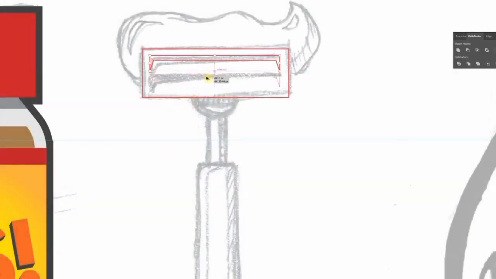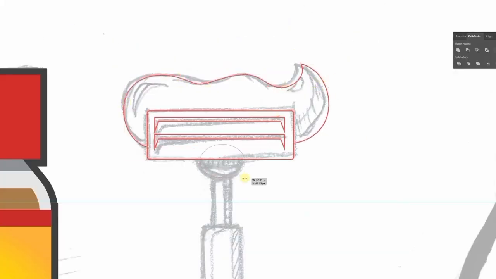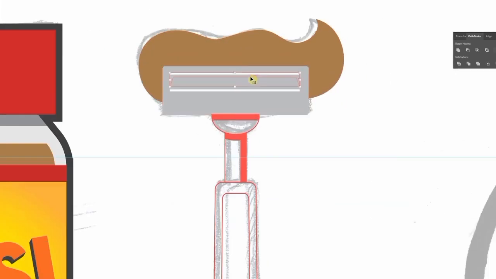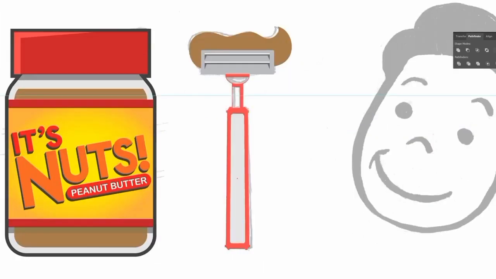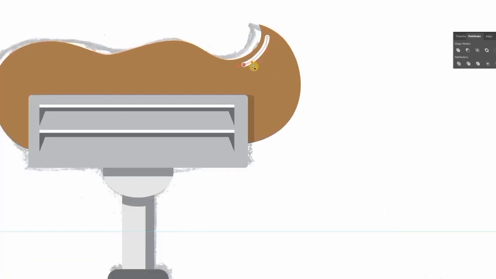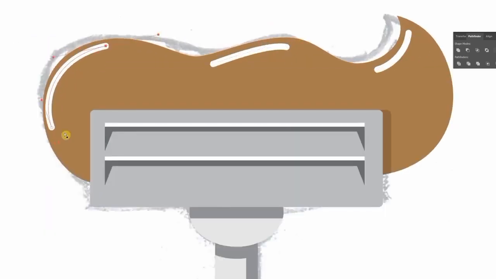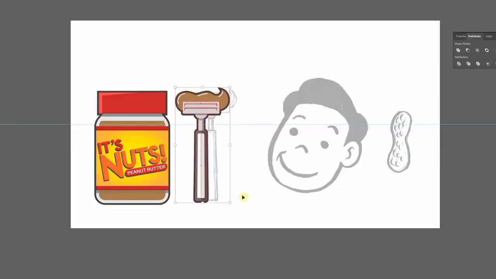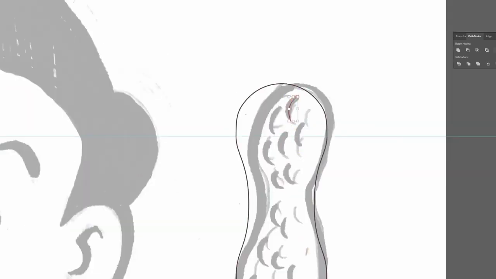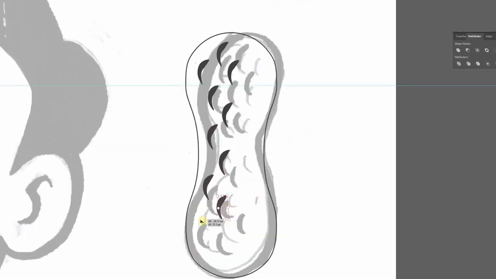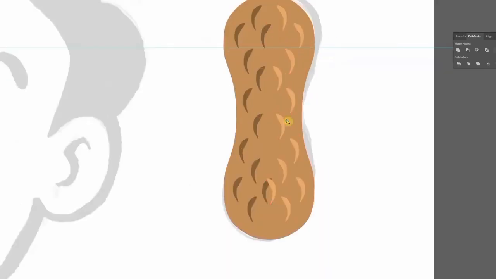I chose to go with the idea of using peanut butter to shave with, so I could give our client the unusual, innovative advertisement that they were looking for. This included a fun, retro-style graphic and a play on words with the title to include the name of the product.